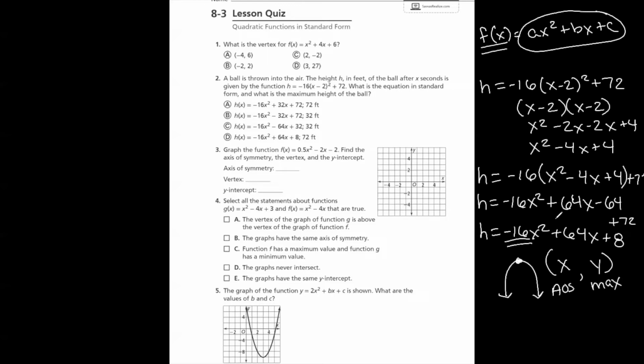You can either use negative b over 2a and solve for your vertex like we did in number 1, or because we have vertex form, we can look at that equation and our vertex is going to be the opposite of what's inside the parentheses, so positive 2, and then exactly what's on the outside, which is 72. Our y value is 72, so that would be the maximum height.